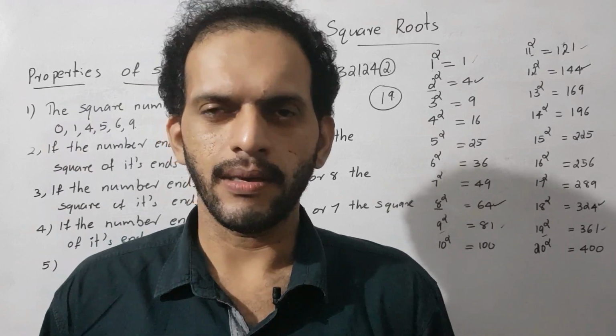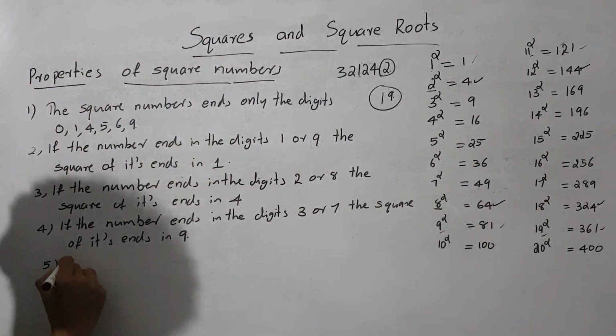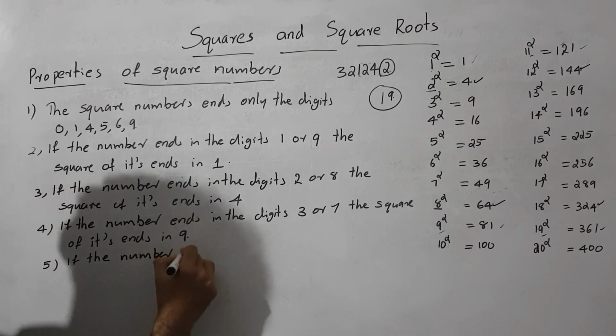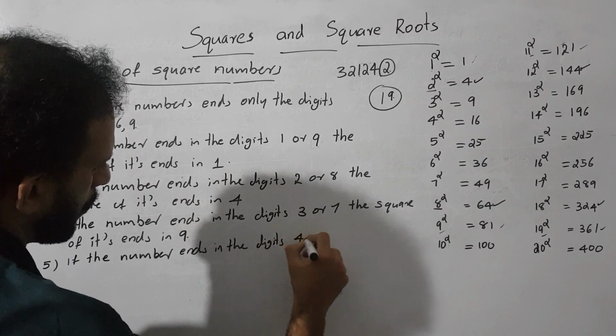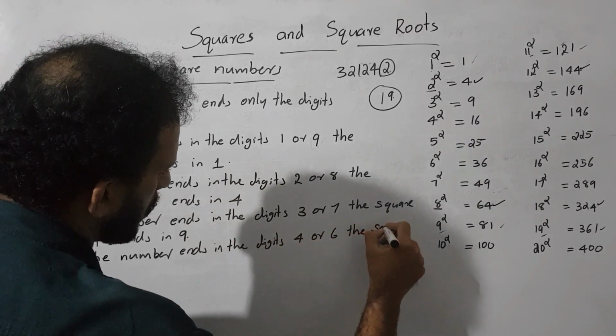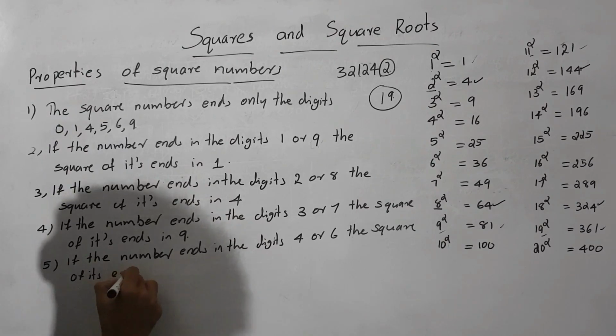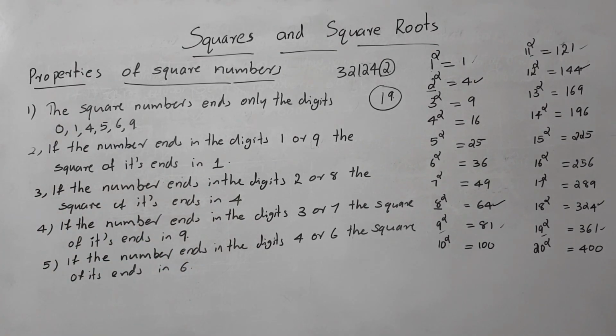The next idea: if the number ends in the digits 4 or 6, the square of it ends in 6. Okay, if the number ends in the digit 4 or 6, the square of it ends in 6.